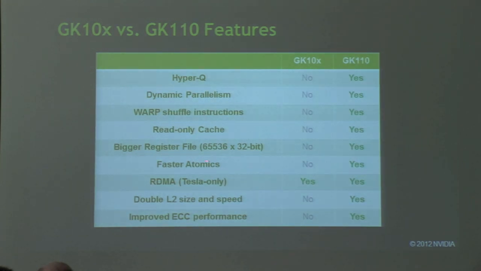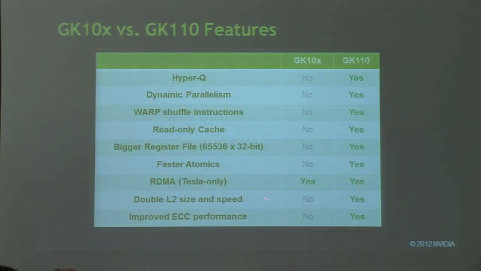We improved the speed of the atomics to global memory by about 10x. So now it actually makes sense. There's a lot of algorithms that use atomics before. They just were too slow on the GPUs because the global memory is so slow. So now those are actually plausible with our faster atomics. This RDMA I talked about is available on both GK10X and GK110, but only the Tesla version.